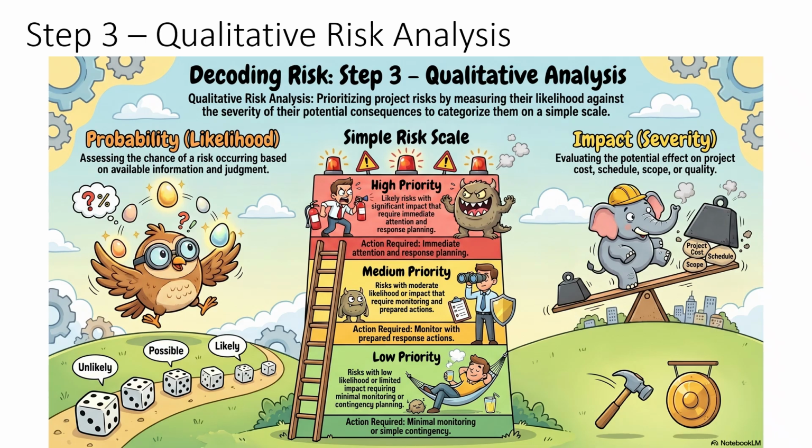Second is impact or severity. This refers to how serious the consequences may be if the risk occurs. For example, a risk may affect project cost, schedule, scope, or quality. The greater the impact, the more serious the risk. Now, when we combine probability and impact, we can prioritize risk using a simple risk scale.